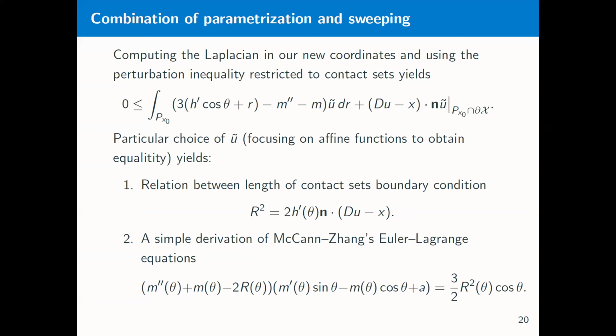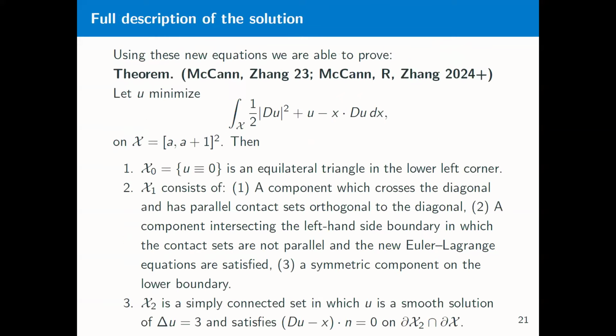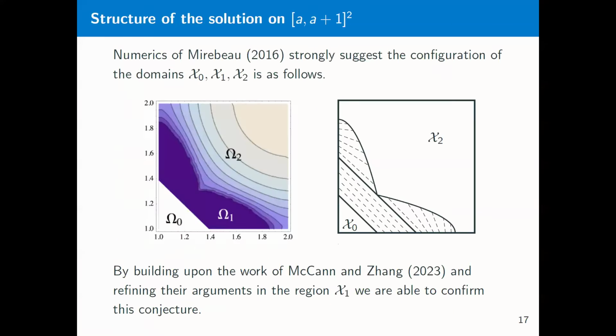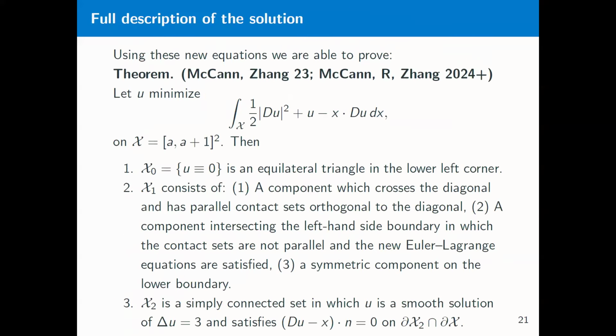Now, by working with the new Euler-Lagrange equation, the new perturbation inequality, and the other relations we get from it, we're able to almost completely prove the form we conjectured here, this one that Mirambeau's numerics suggest. And I'll explain what I mean by almost completely prove it in a second. But what we can show is that, first of all, as conjectured, the non-participation region is an equilateral triangle in the lower left corner.